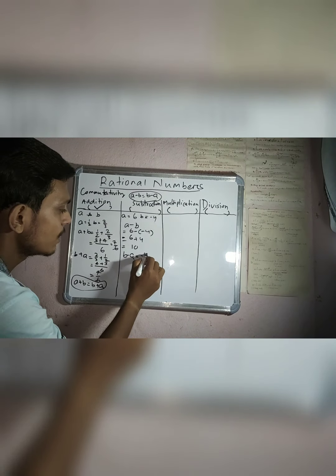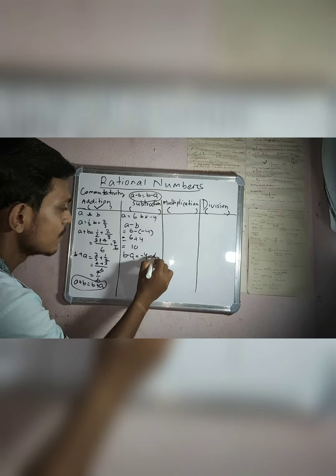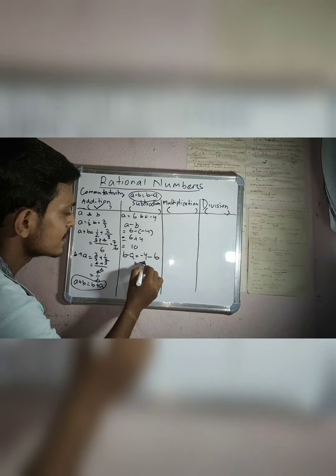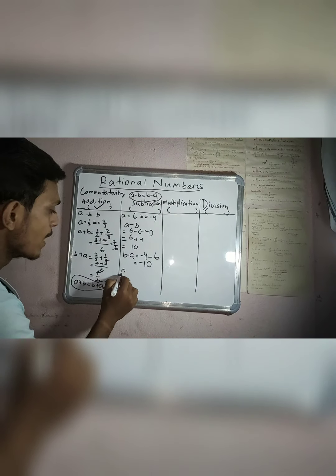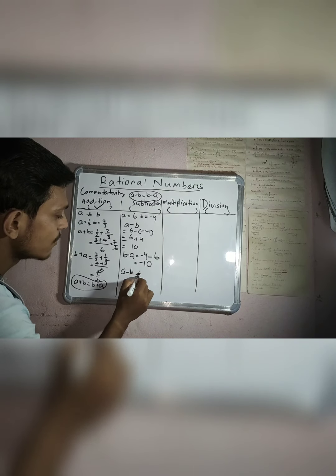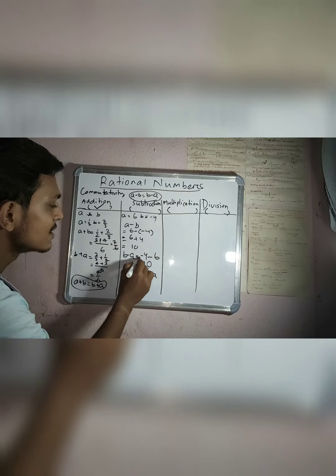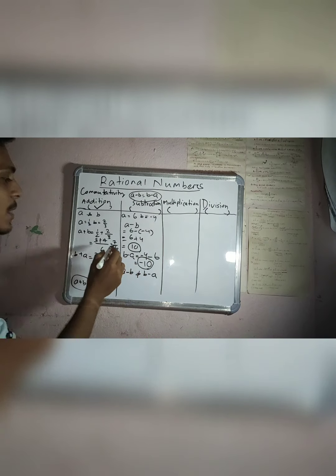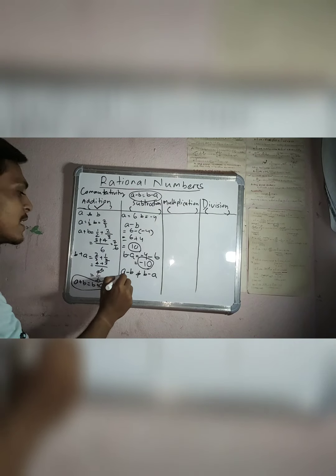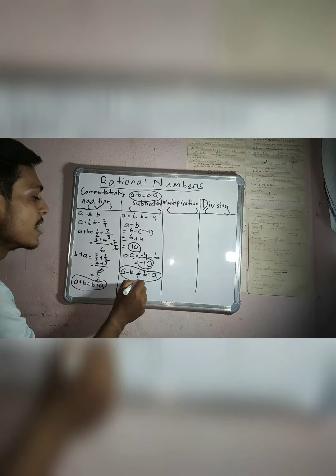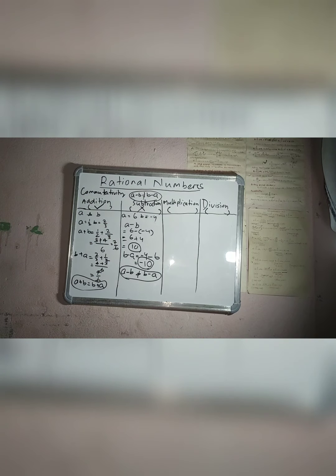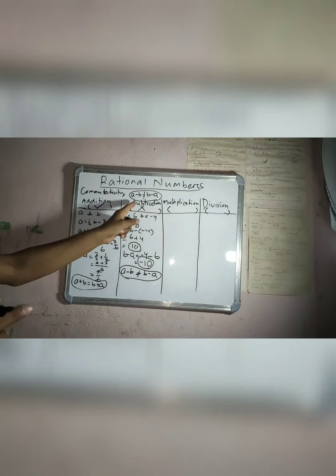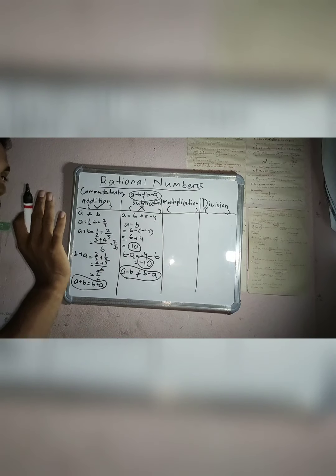b is minus 4. Minus a is 6 plus 6. So minus 4 minus 6 is minus 10. Are these two equal? No, a minus b is not equal to b minus a, because this is a negative number and it is a positive number. 10 and minus 10 are two different numbers. So a minus b is not equal to b minus a. So subtraction is not commutative for rational numbers.